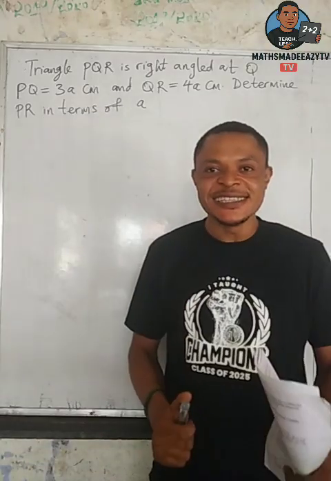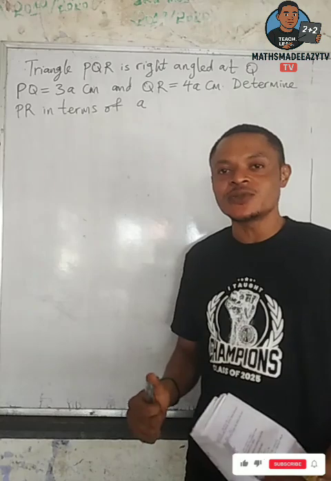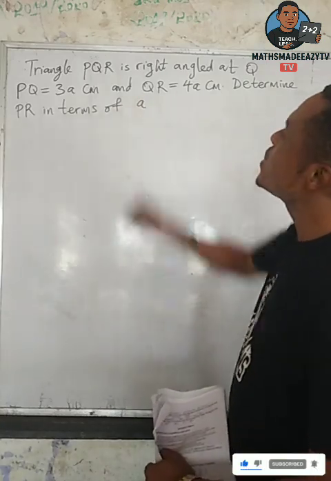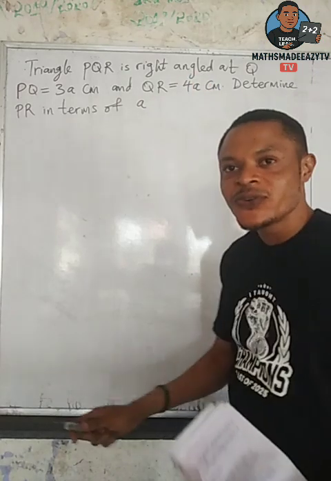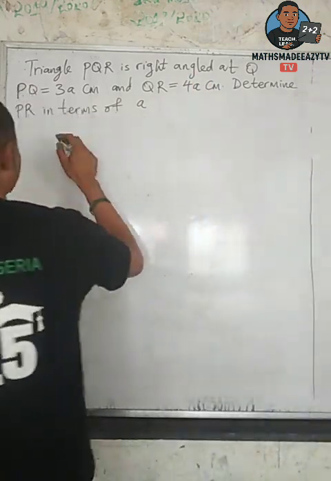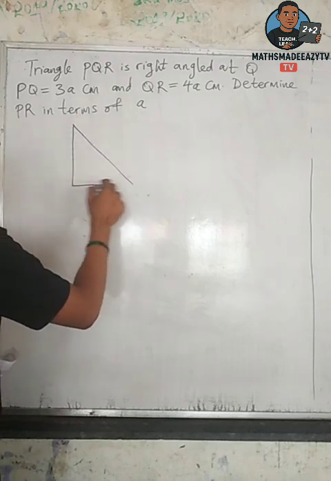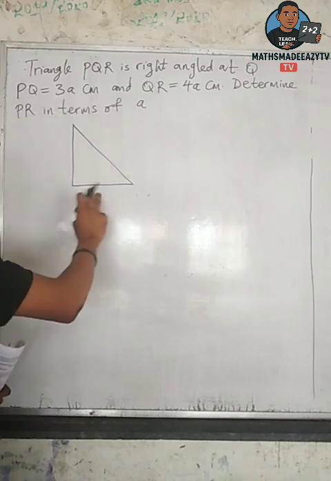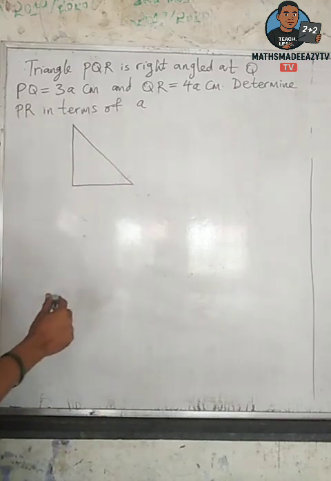Champions, let's see this. Another question from Ogun State Unified Exam for year 2024/2025. Triangle PQR is right angled at Q. So that means we have a right angle. So you can let it face whatever side you want. When they say it's right angle, it does not mean facing right or facing left. It means one angle is 90 degrees.